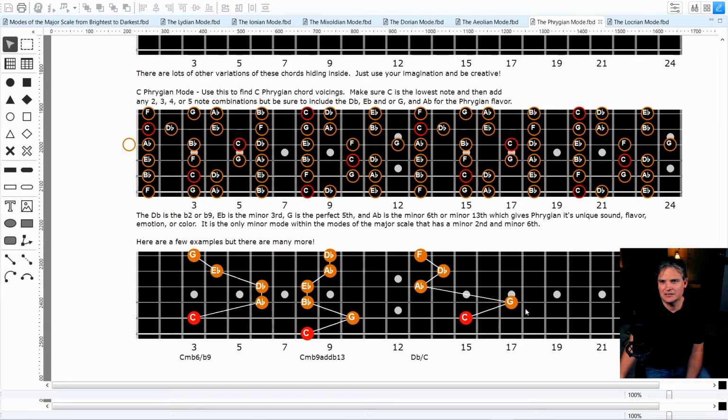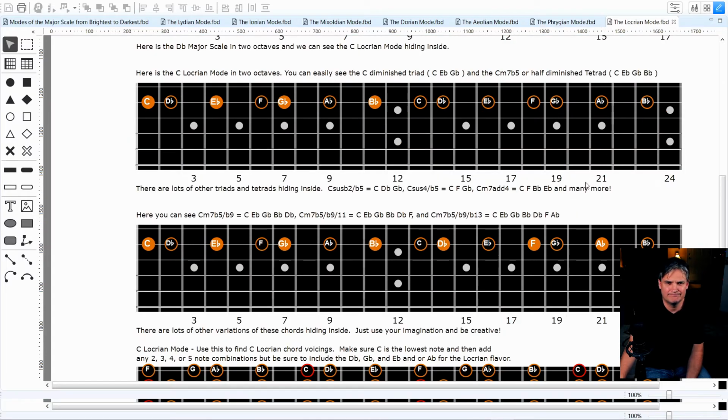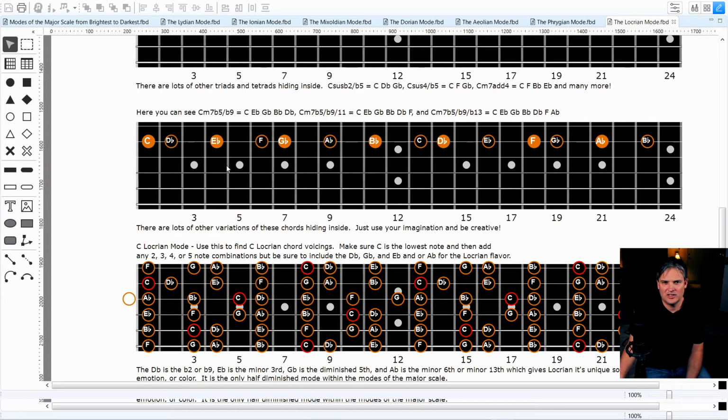And then lastly, we've got the Locrian mode. The Locrian mode has the diminished triad inside right here. And then if we extend that out to the 7th, we have a minor 7 flat 5, or what's also known as the half diminished chord. Okay, when we extend that out, we've got the minor 7 flat 5, flat 9. We've got minor 7 flat 5, flat 9, 11, and then minor 7 flat 5, flat 9, flat 13.